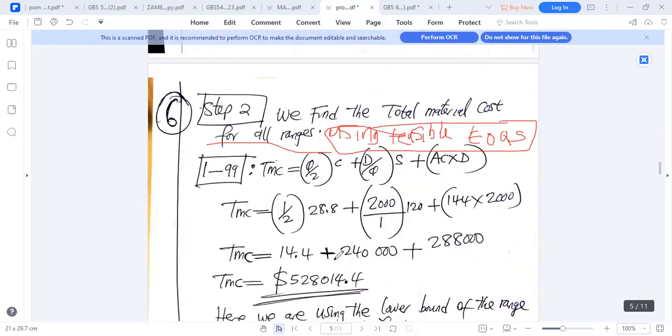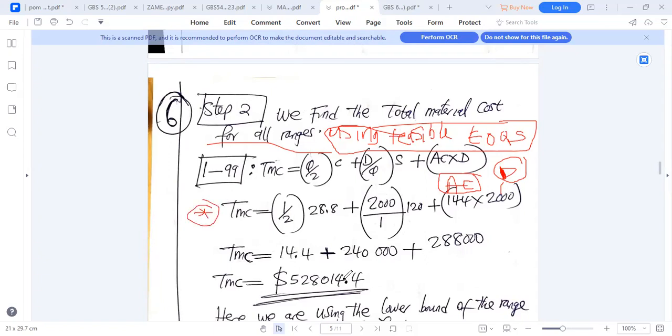We are getting this answer: 528,014.4 as the total material cost. This is the acquisition cost per unit or unit price, and this is our annual demand that we have actually got. So this is according to what is involved in finding the total material cost.